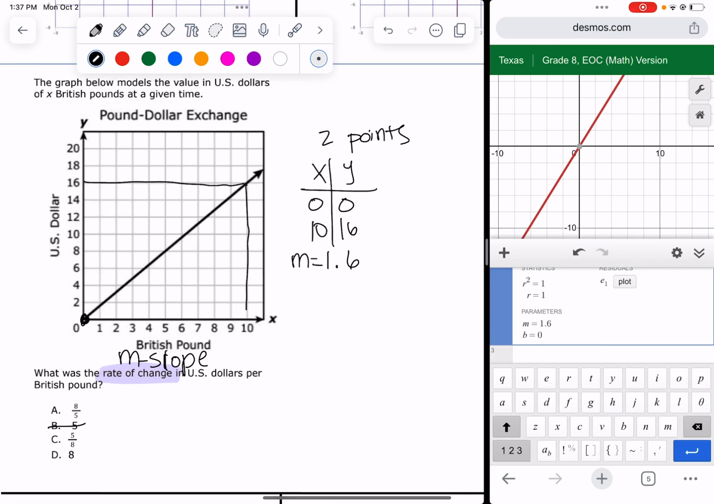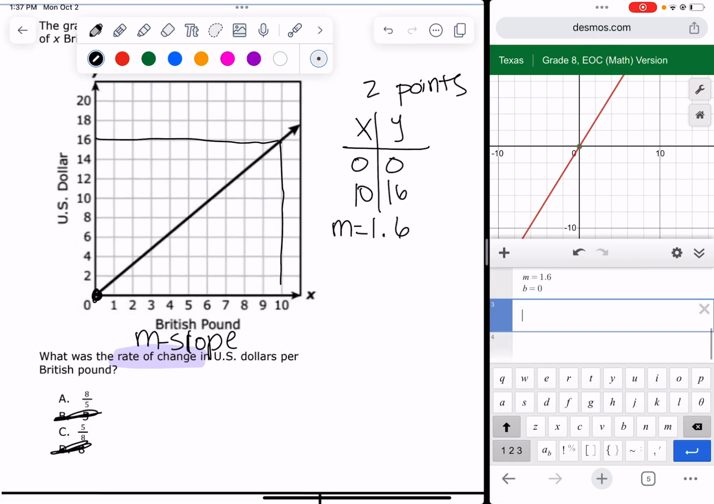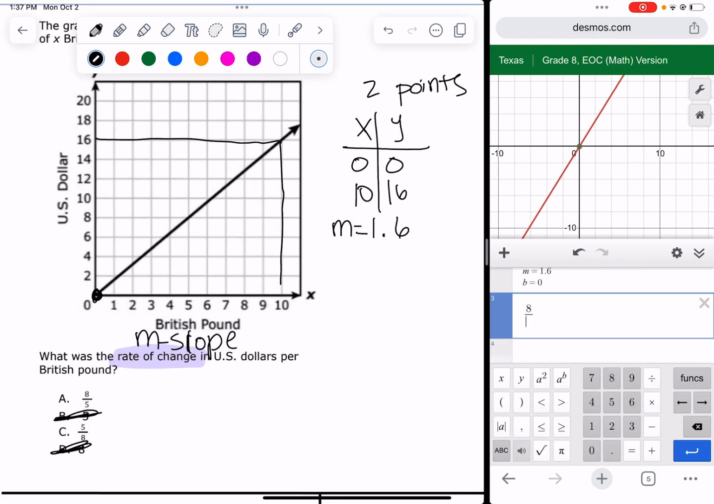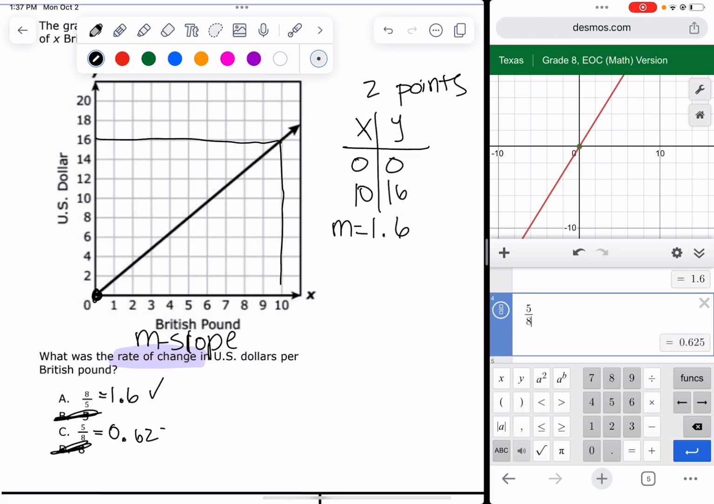So if I look at my answers, I know it doesn't match B, and I know it doesn't match D. So I'm going to check them here. I have 8 over 5. That gives me 1.6. So that's probably my answer. And then I have 5 over 8, which gives me 0.625, which does not match. So my answer is A.